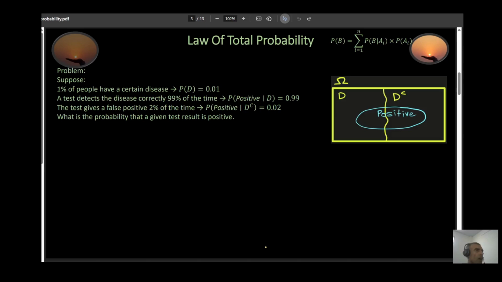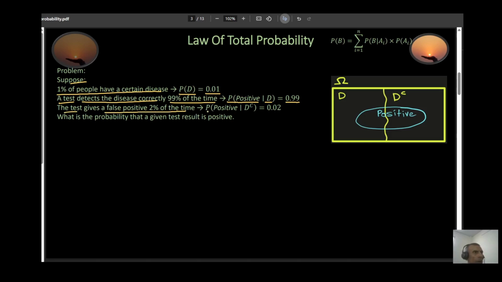Suppose 1% of the people have a certain disease. In other words, probability of disease is equal to 0.01. Also, a test detects the disease correctly 99% of the time. What it means is the probability of the test being positive given that a person has the disease is 0.99. Also, the test gives a false positive 2% of the time. That's also given to you.